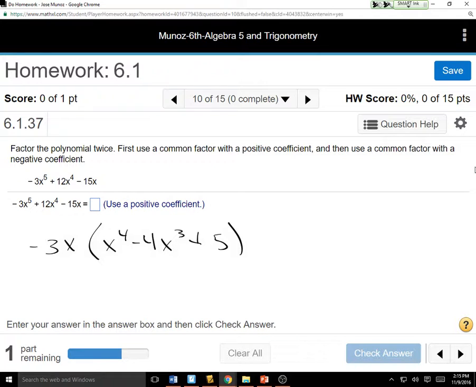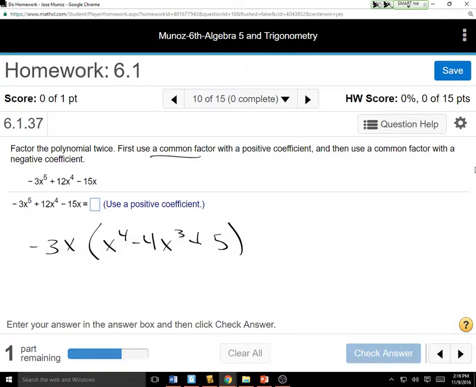Well, we factor out a common factor first, which was a negative 3x. So now if I multiply this back out, does everything come back? Negative 3x to that, that's going to give me the first one. Negative 3 times negative 4 is a positive 12. 1 and 3 makes 4. Then I've got negative 3 times 5, which is negative 15 with that 1x. So I've got the common factor out.